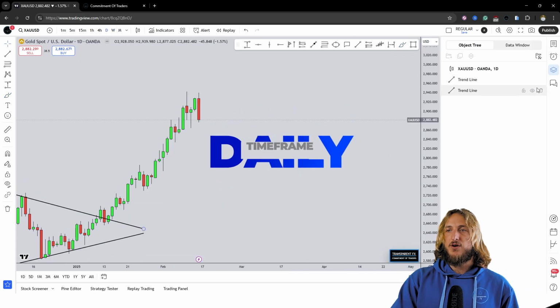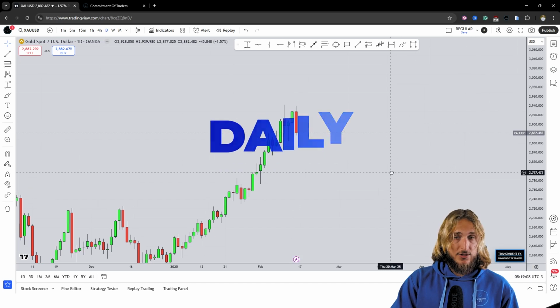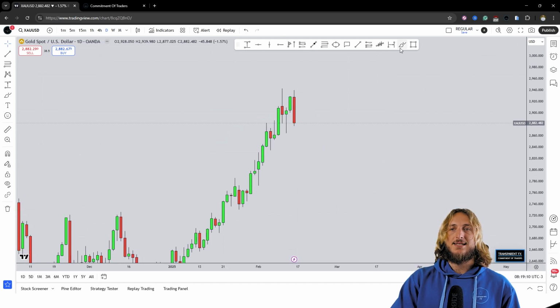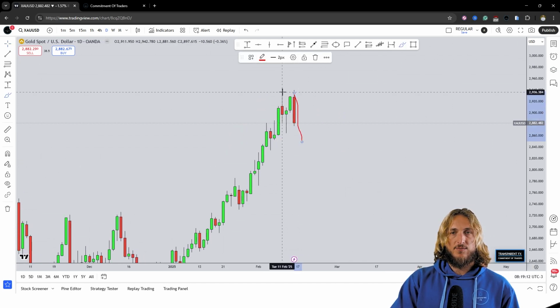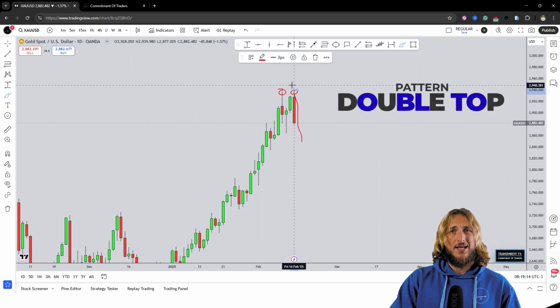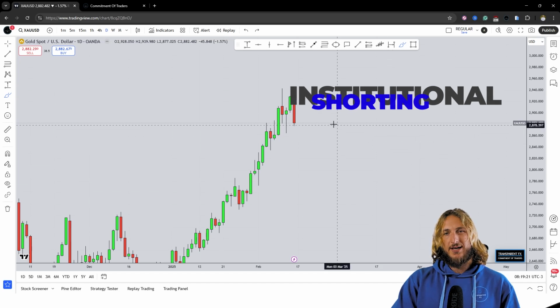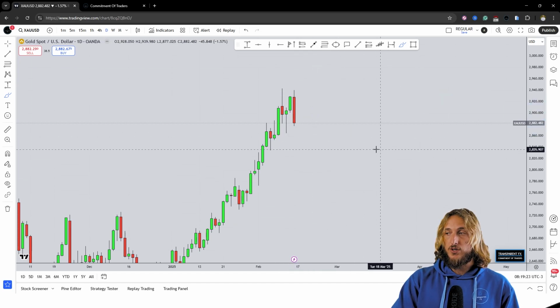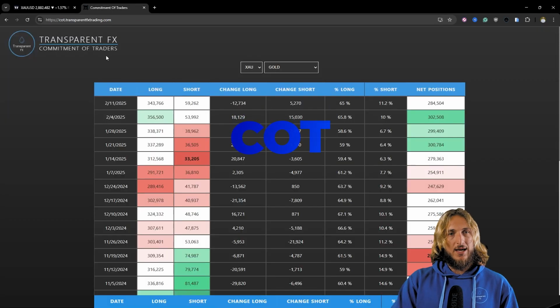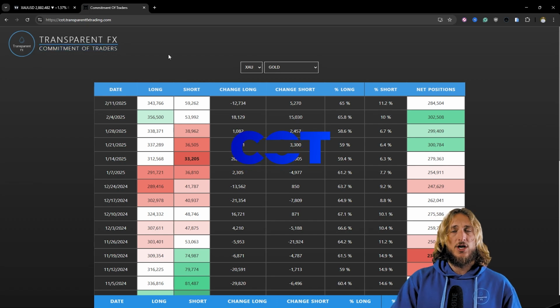Now here in the daily time frame, this is where things get quite interesting. In fact, what we can notice is that in creating this push to the downside, the market has now created a double top. There is the possibility that this push to the downside is coming from some institutional shorting. Now, in order to check if institutions are currently shorting gold, we have to go and see what we have when it comes to the commitment of traders, so what the big players in the market are doing.